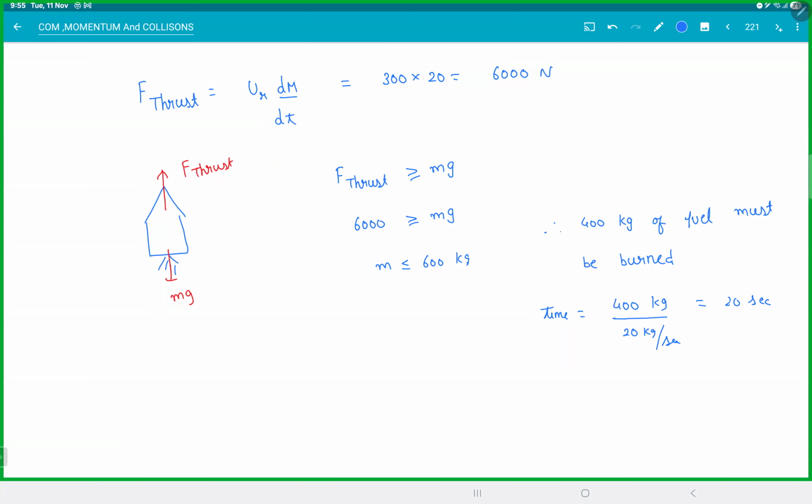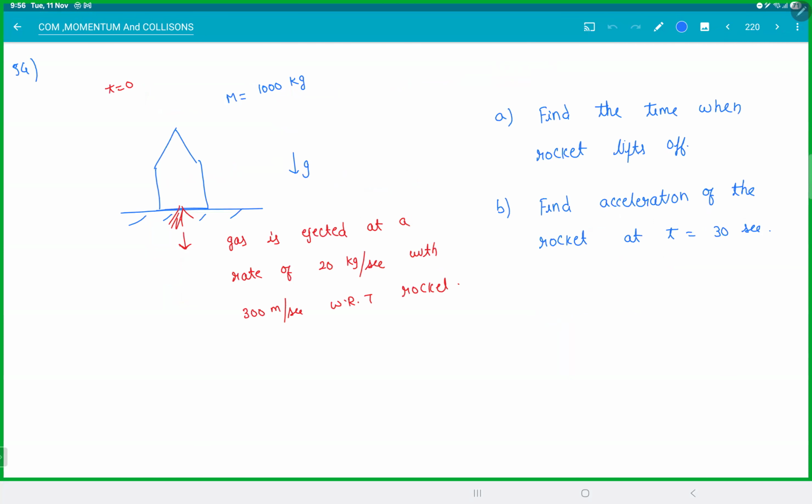Now what about the second part? Obviously it is 25. Anyone else got 25 for the second part? What is the second part? Find the acceleration of the rocket at 30 seconds. Now be careful. In 30 seconds the mass of the rocket has also changed.